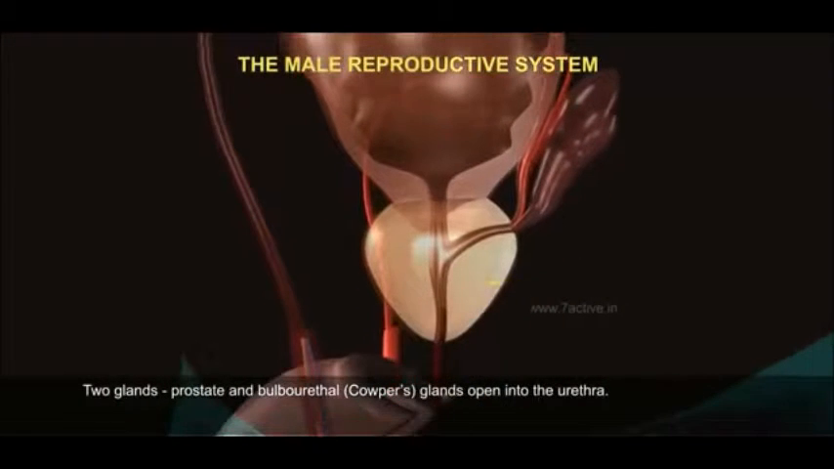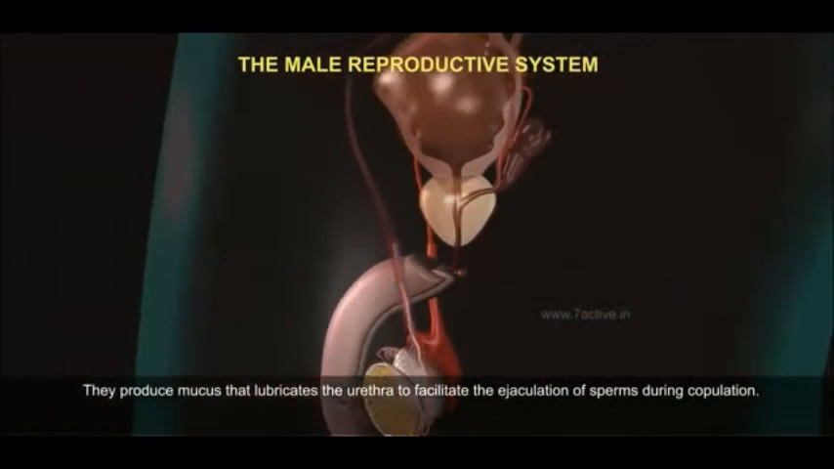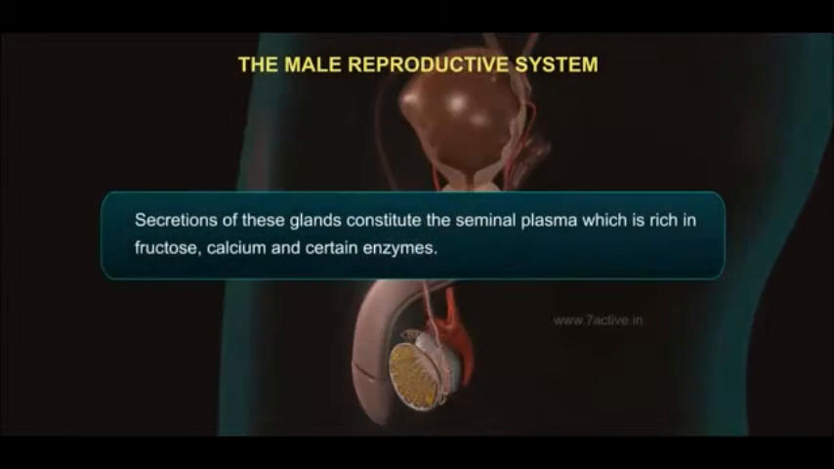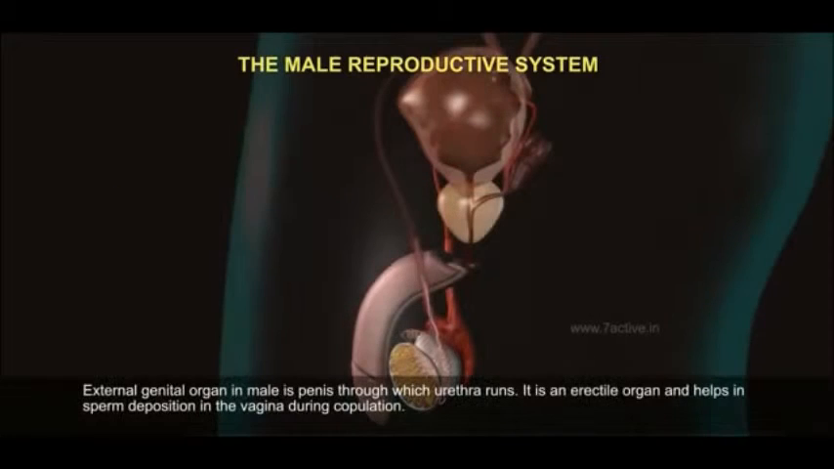Two glands, the prostate and bulbourethral or Cowper's glands, open into the urethra. They produce mucus that lubricates the urethra to facilitate the ejaculation of sperms during copulation. Secretions of these glands constitute the seminal plasma, which is rich in fructose, calcium and certain enzymes. The external genital organ in males is the penis, through which the urethra runs. It is an erectile organ and helps in sperm deposition in the vagina during copulation.